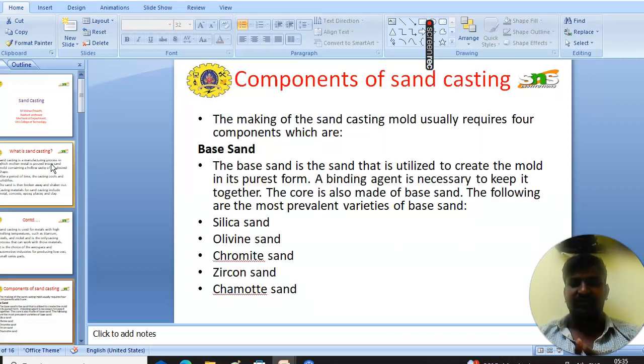First, you will see the components of sand casting. First, the base sand. The base sand is sand that is utilized to create the mold in its purest form. A binding agent is necessary to keep it together. The core is also made of the base sand. The different types of base sand used are silica sand, olivine sand, chromite sand, zircon sand, and chamotte sand.